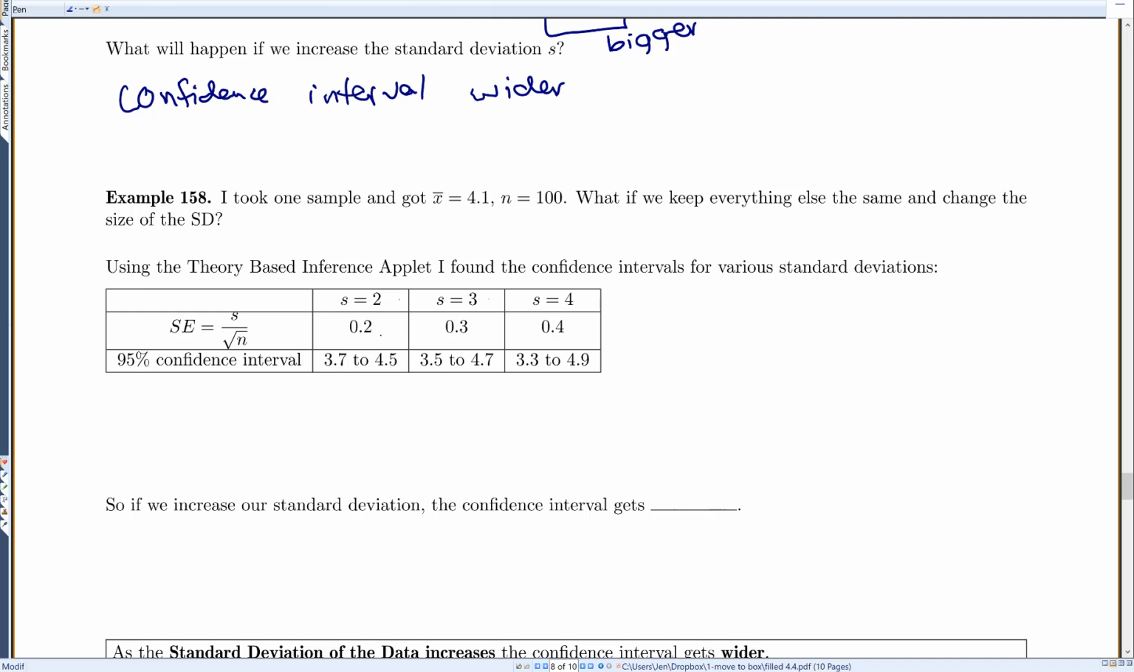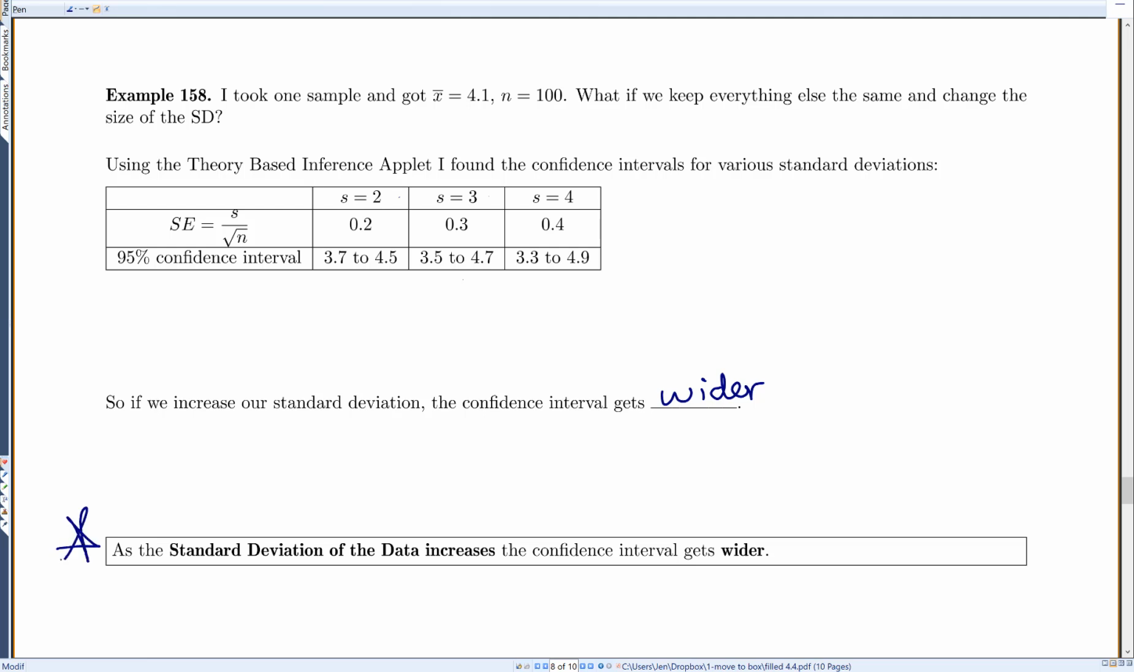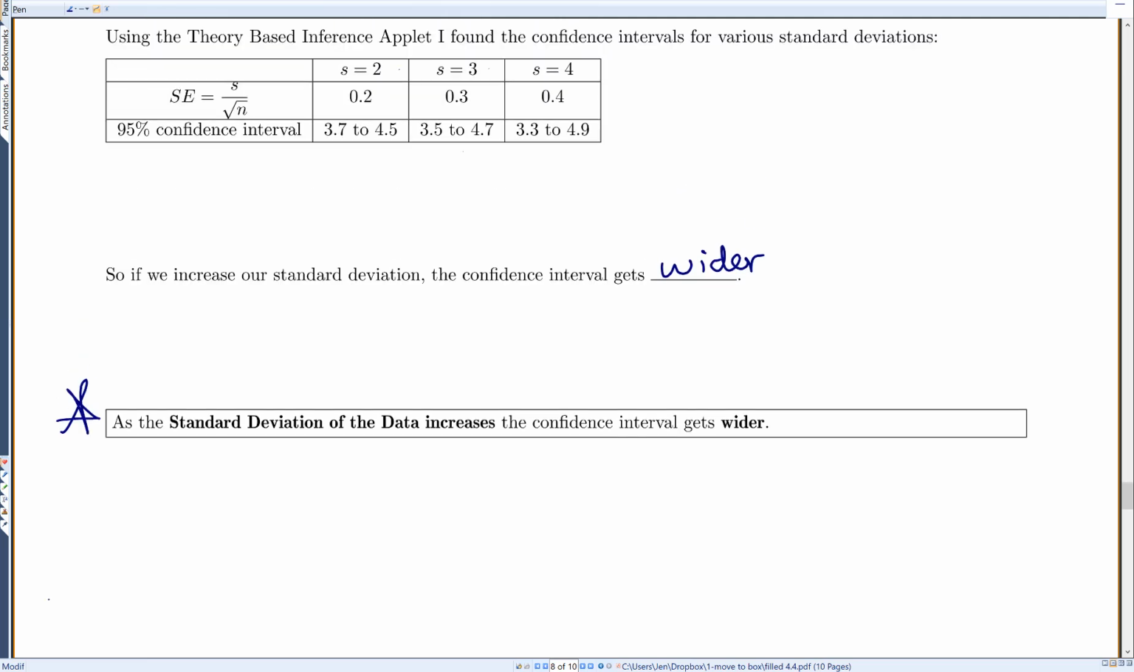So when s is 2, my standard error is 0.2. When s is 3, my standard error is 0.3. And when s is 4, my standard error is 0.4. And if you look at the confidence intervals, I seem to be getting wider and wider and wider. So if we increase our standard deviation, the confidence interval gets wider. So as the standard deviation of your data increases, the confidence interval gets wider.